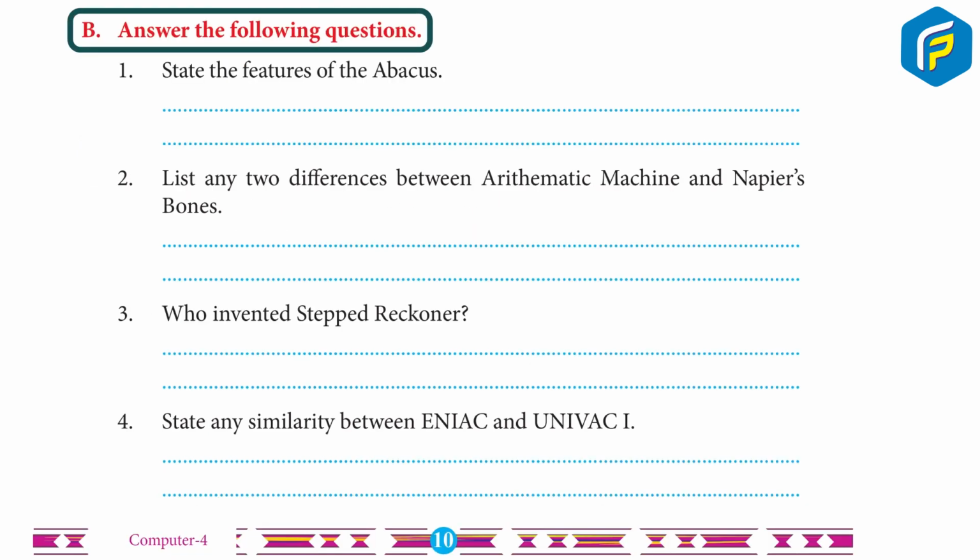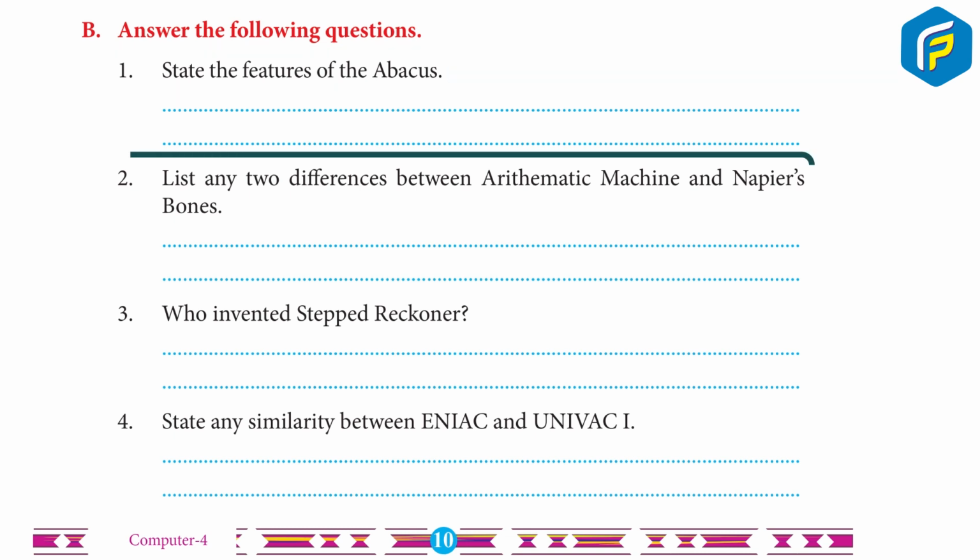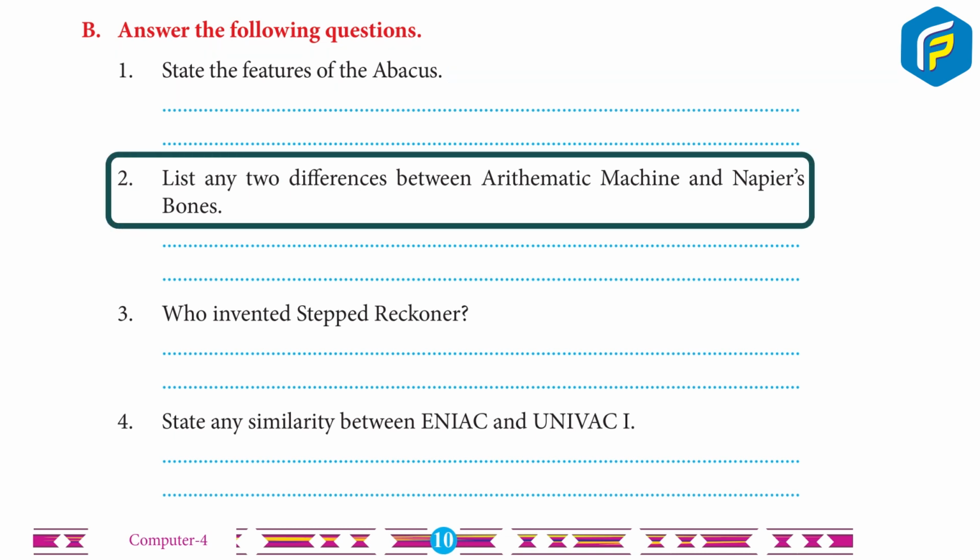B. Answer the following questions. 1. State the features of the abacus. Answer: the feature of the abacus is that it was used to rapidly and easily conduct addition and subtraction. 2. List any two differences between arithmetic machine and Napier's bone. Answer: arithmetic machine, this is also known as the mechanical calculator. Napier's bone, manually driven calculator.